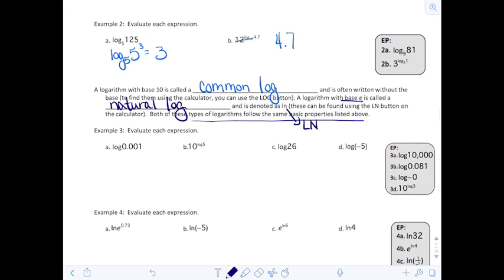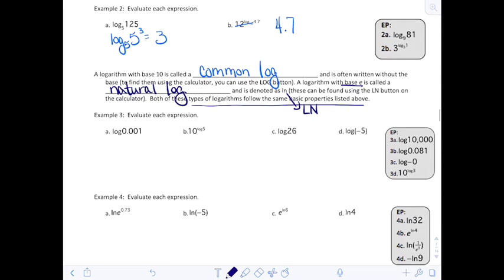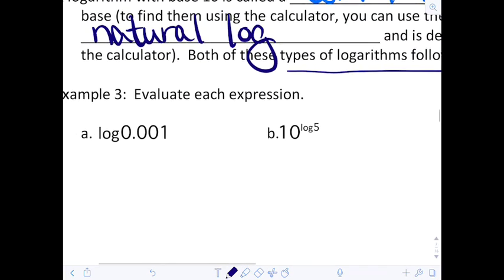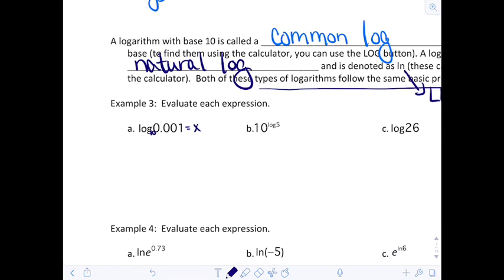Okay. All right, so now let's look at example 3. Evaluate each expression. As you can see in number 3, there is no base, so we know that this is really log base 10. And we can set it equal to x if we'd like. You can write this as an exponential, or we can try to use some of the properties that we just looked at. So why don't we do that?